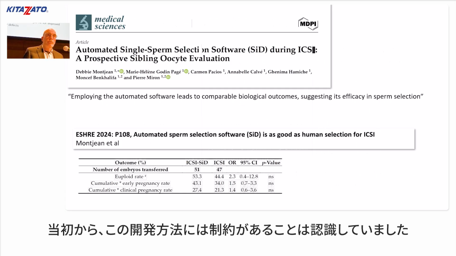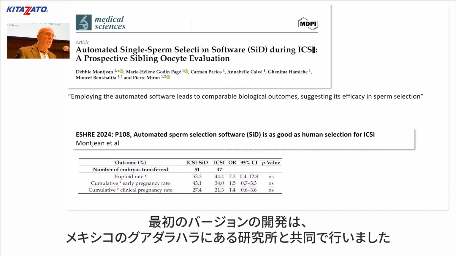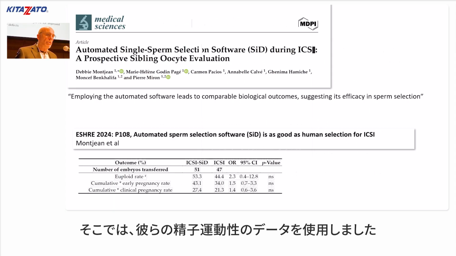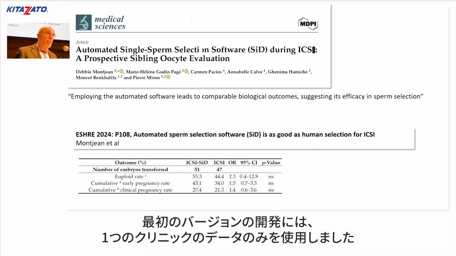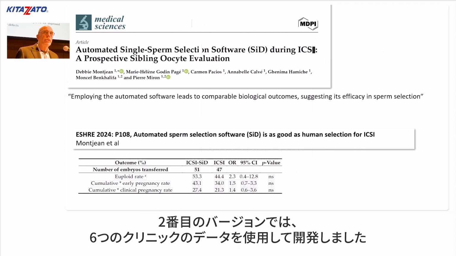So we wanted, from the early days on, we knew that there was a restriction in the way we had developed this. We had developed this with one lab in Guadalajara, Mexico, and used their data on motility with a fixed feature set to develop the first version. In developing the second version, which was developed over the last 2 years, the feature set, I should say, was fourfold in comparison to the first version. And we only used data from one clinic to develop the first version. In the second version, we developed it with data from 6 clinics.